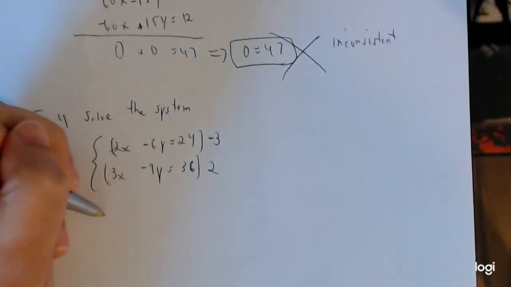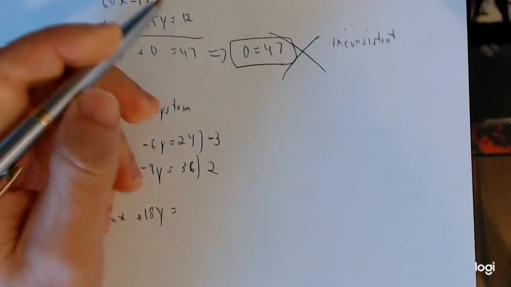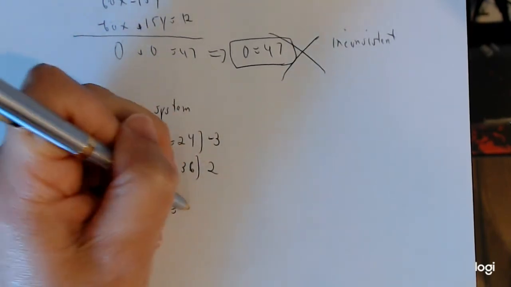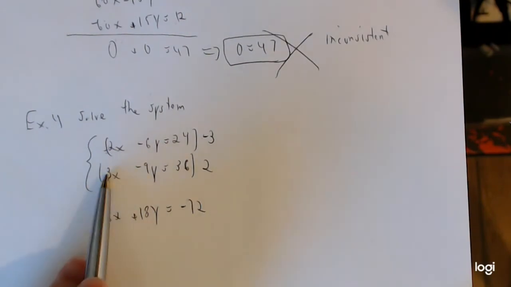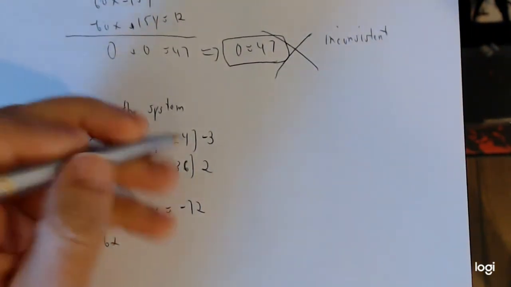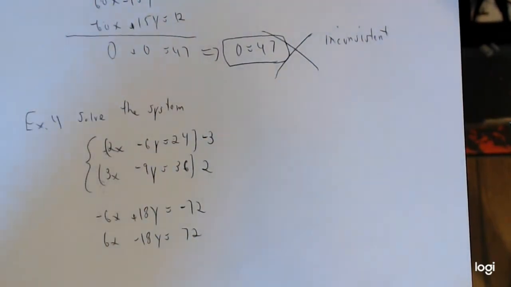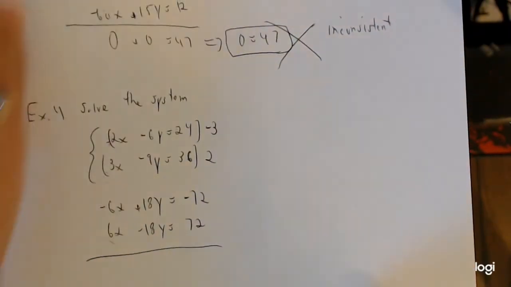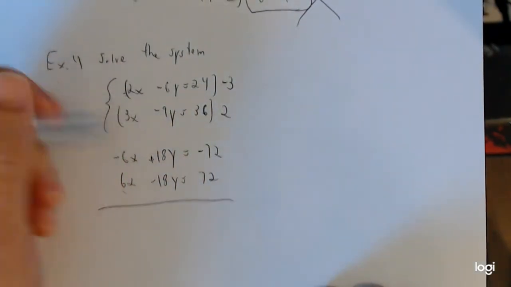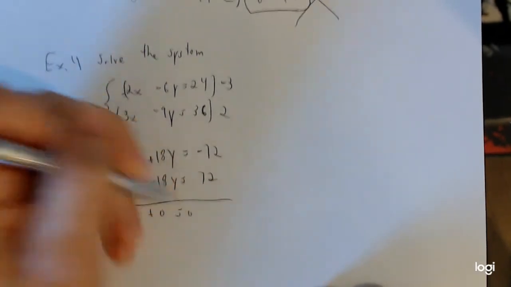I get negative 6x plus 18y equals 24 times 3, that's going to be negative 72. And then what do I get down here? I get 6x minus 18y equals 72. And notice how these are exact opposites, which now if I add them, so same thing is happening as in example 3, except now I'm going to get something that makes sense. So if I add these, I get 0 plus 0 equals 0, which then what does this mean?